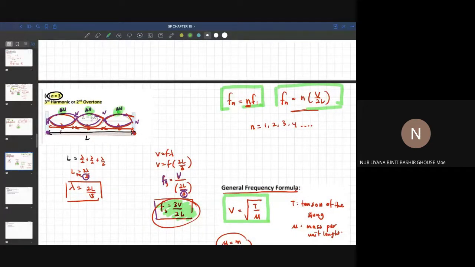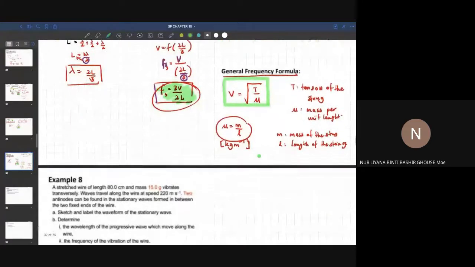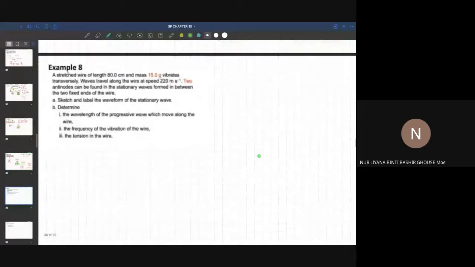So when they say 2 anti-knots, that means it shows that our n is equals to 2. So you have to sketch for your wavefront bila your n is equals to 2. Awak try dulu example 8.